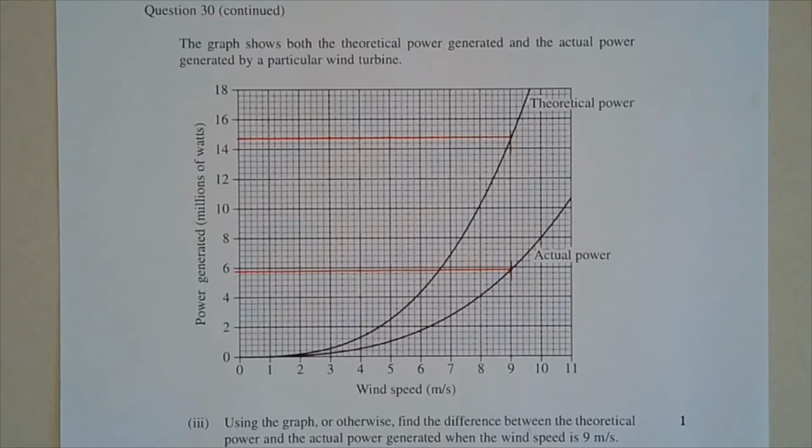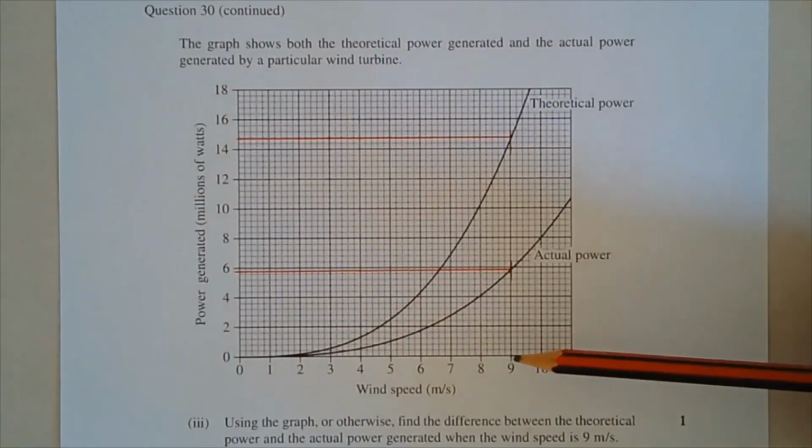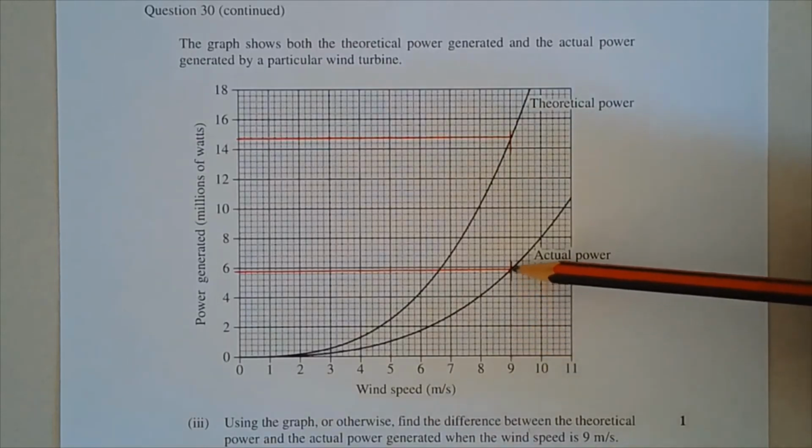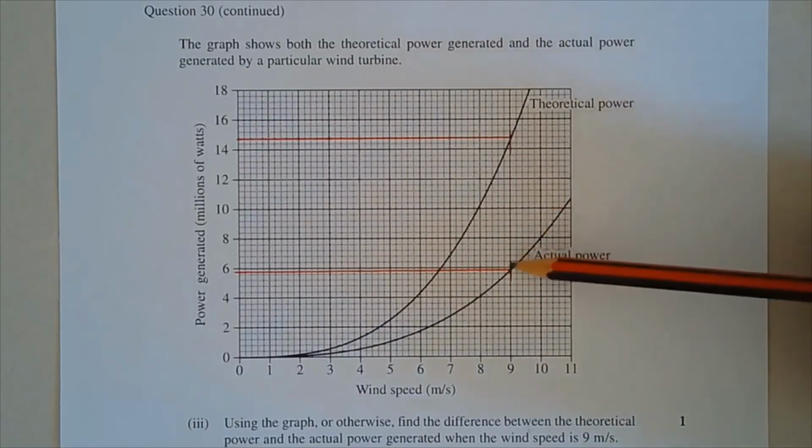Part 3. Using the graph or otherwise, find the difference between the theoretical power and the actual power generated when the wind speed is 9 meters per second. So using the graph, we locate the 9 on the x-axis, so that corresponds to a wind speed of 9 meters per second, projecting upwards until we strike both curves.